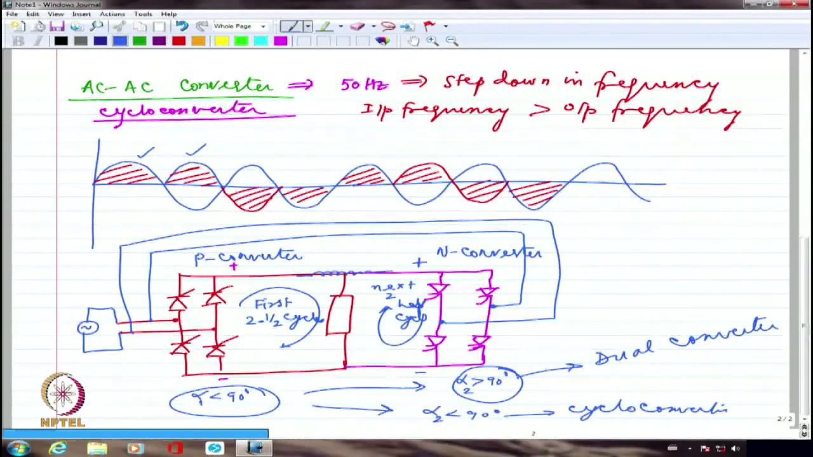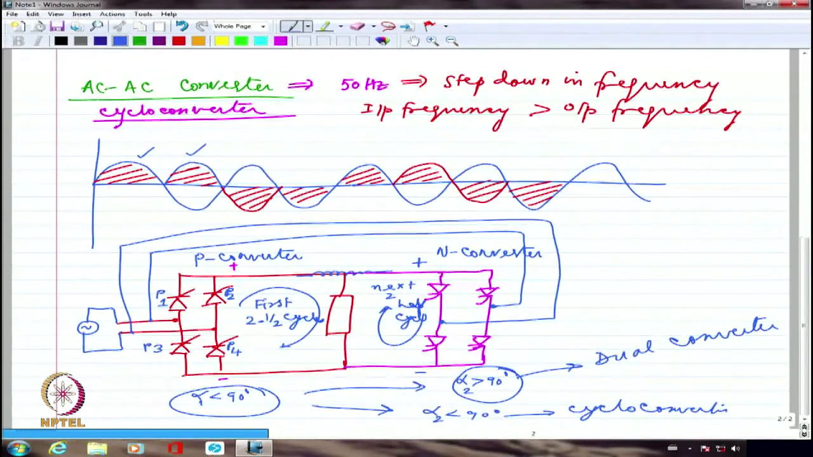Right? And when I release the pulses to the devices, just like what we did, 1 and 4 will be given pulses during the positive half cycle of the input. And 2 and 3 will be given pulses during the negative half cycle of the input. And I may call this P1 because P converter, P2, P3 and P4. So P1 and P4 will be given pulses during the positive half cycle of the input, provided I want positive half cycle in the output as well.